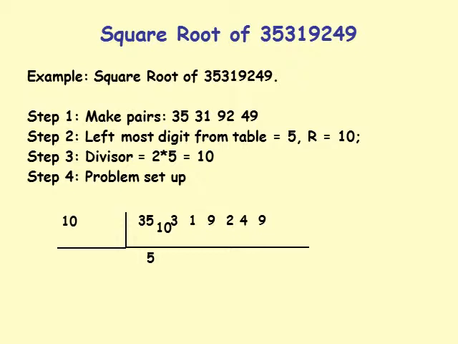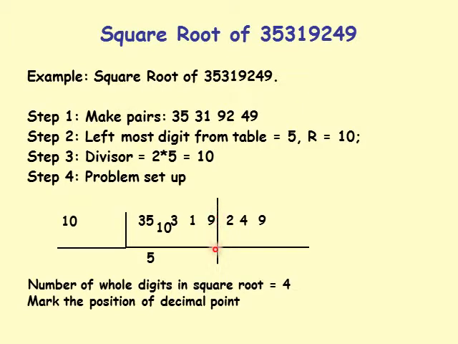Now we need to figure out where the decimal point goes. The number of whole digits in the square root is 4. So these two digits give me 1, this would give me another digit, this one another digit, and this one another digit. That means the decimal point would go right here. We need 4 whole digits in the square root, 4 pairs, 4 digits. So we just divided by 1000, and this decides that my decimal point goes right here. Now just mark the position of the decimal point here.